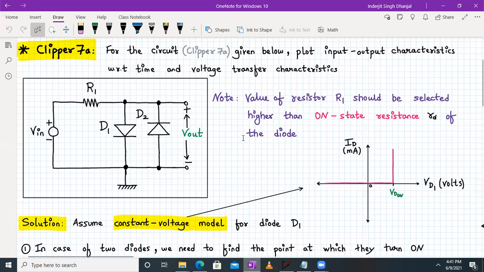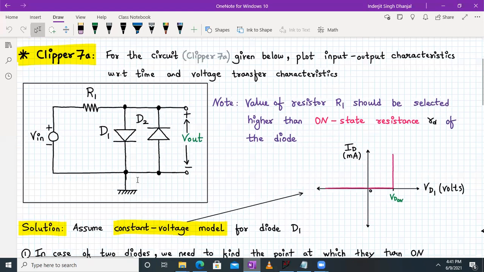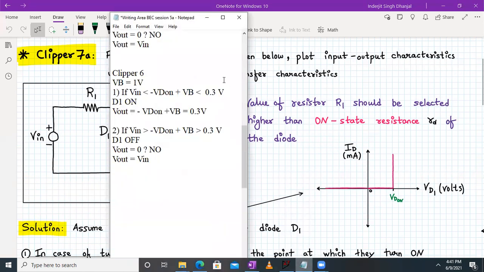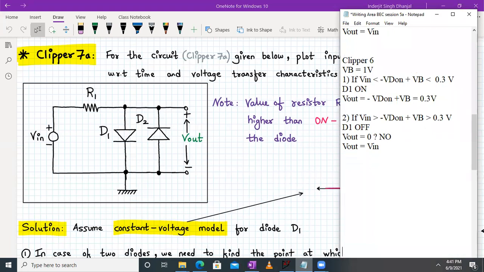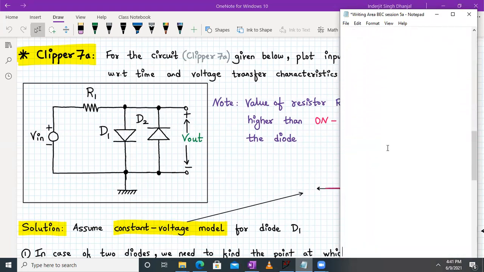So for this circuit, which you see in front of you, we have to determine the input, output, and the voltage transfer characteristics. So let us begin. This is clipper number 7A.